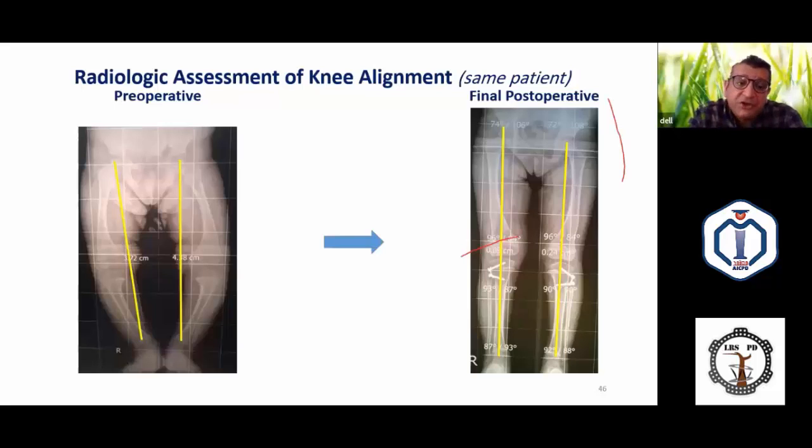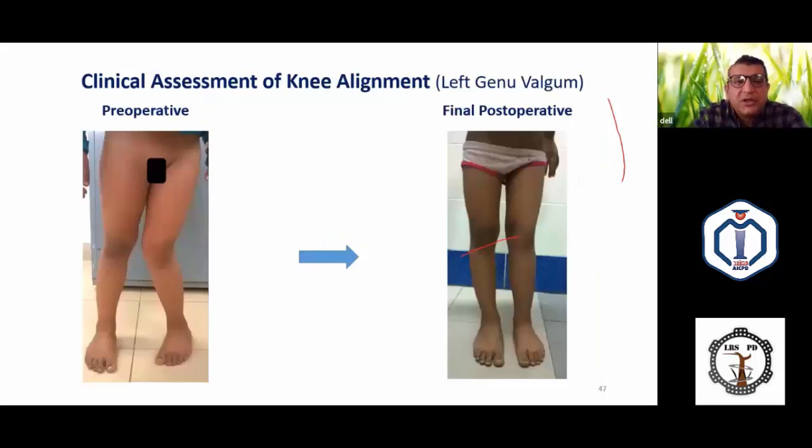This is the same patient here. You can see her mechanical axis, and you can grade it according to the different severities we have mentioned. And she is fully normalized. Here you can see that she is passing in the central third, almost in between the lateral and medial half. Her mechanical axis is fully restored.